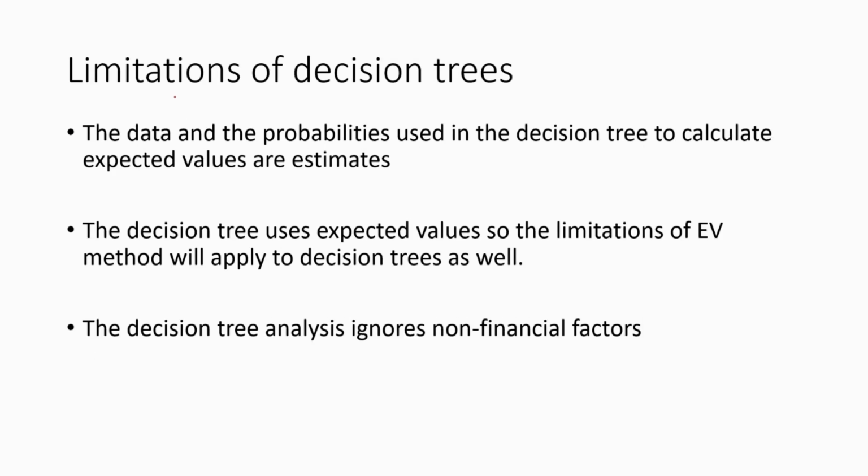Now let's discuss the limitations of decision trees. The data and the probabilities used in the decision tree to calculate expected values are estimates. And also these probabilities are usually subjective. Decision trees use expected values, so the limitations of the expected value method will apply to decision trees as well. Decision tree analysis ignores non-financial factors.